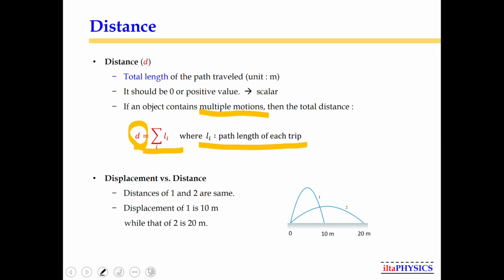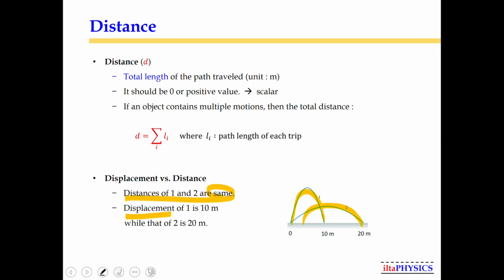Here's an example. Let's say the following diagram shows the trajectory of a ball thrown upward. If both paths have the same length, then the distances are the same, but the displacements could be very different. For example, 10 meters to the right versus 20 meters to the right. To summarize, displacement is the change in position, and it's a vector. Distance is the total length of the path traveled, and it's a scalar.